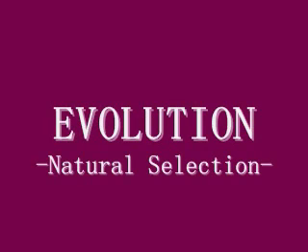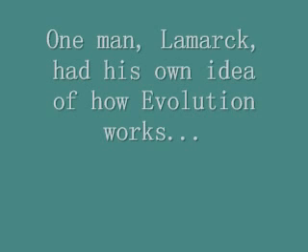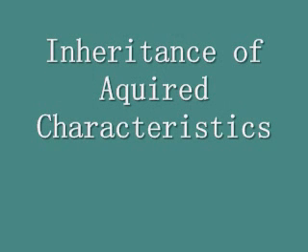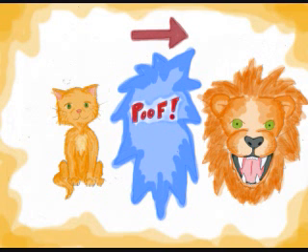Evolution by natural selection. This idea began with one man by the name of Lamarck, who had his own idea of how evolution worked. His idea was the inheritance of acquired characteristics, the idea that an organism can change their body to the environment in order to survive. This would be like a cat having the desire to change into a fierce lion.